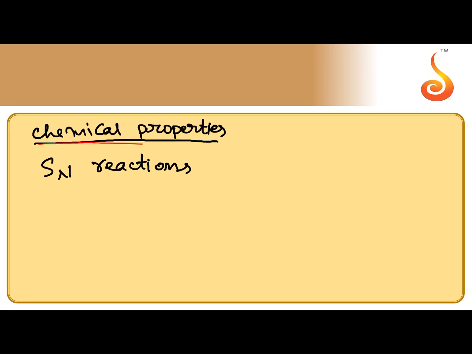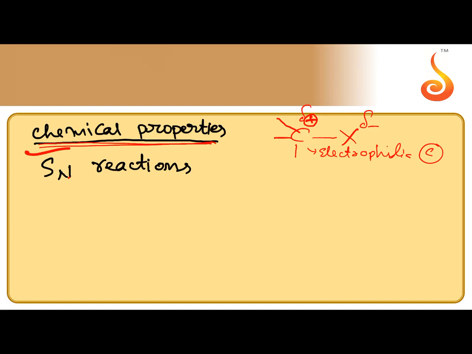Now coming to the chemical properties. Because of the polarity of the C-X bond, X gets partial negative charge while carbon gets partial positive charge. The carbon which is having partial positive charge is philic towards electrons. That's why it is called electrophilic carbon. Because of electrophilic nature, alkyl halides undergo nucleophilic substitution reactions, SN reactions.